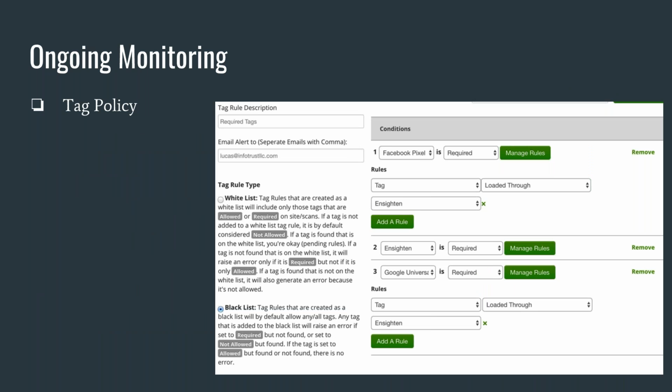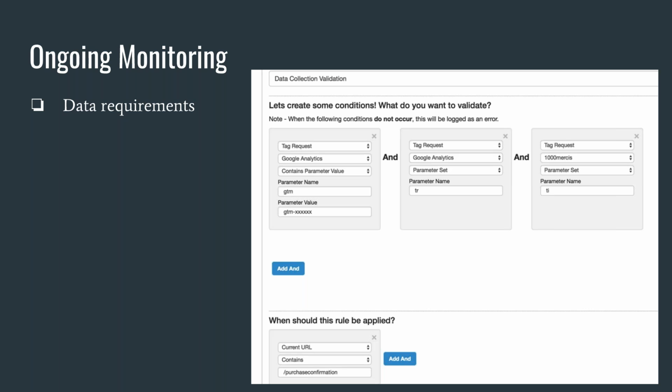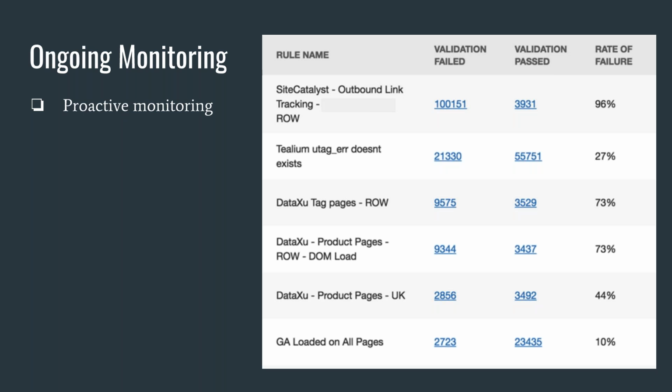So even things as high level as what tags are allowed, required, not allowed, defining that in a tag policy, being alerted to any of those issues, as well as more granular pieces such as data that's being collected by a particular tag. So defining those data collection requirements, and letting us monitor that on an ongoing basis. So the end result of an active ongoing monitoring process is going to be alerts.